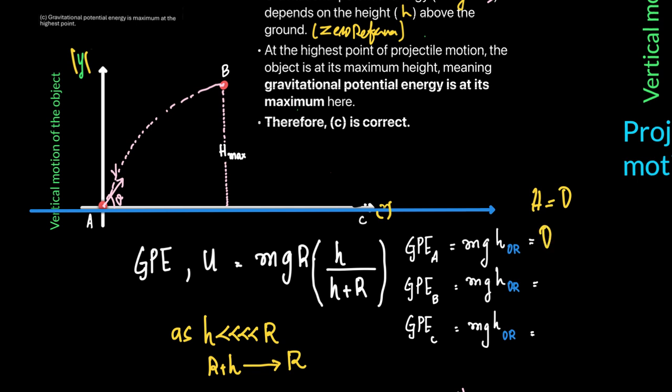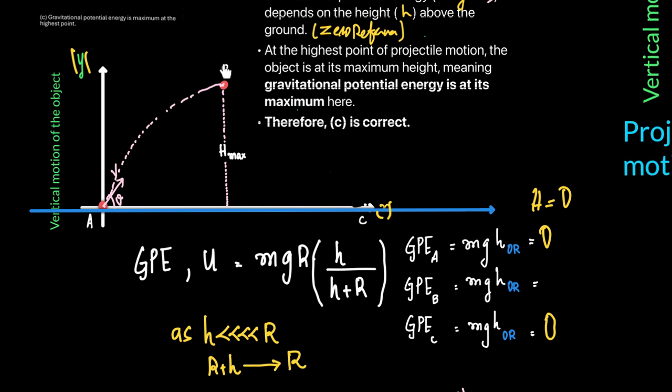this value is 0. Similarly, when it comes to C, what is the gravitational potential energy at C? It is equal to m into g into the height of point C with respect to the zero reference. And where is C located? C is located exactly on this zero reference, and therefore the height is also equal to 0, and therefore the gravitational potential energy can be assumed to be 0 here.